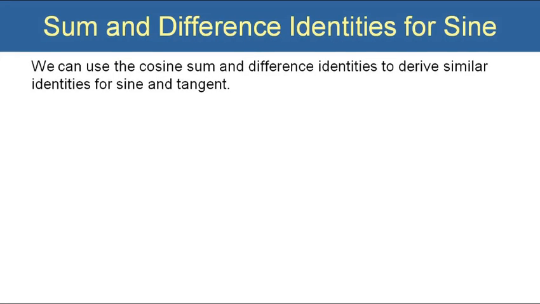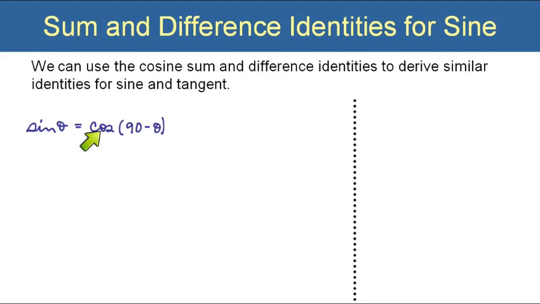Let's start by finding the sum and difference identities for sine. We'll start this process by looking at the cofunction identities for sine theta. So sine of theta equals cosine of 90 degrees minus theta. We had that in the last section. Now, if we substitute a minus b in place of theta, then we'll get sine of a minus b equals cosine of 90 minus parentheses a minus b. See how a minus b just took the place of theta? We can do that because we did it in both spots.